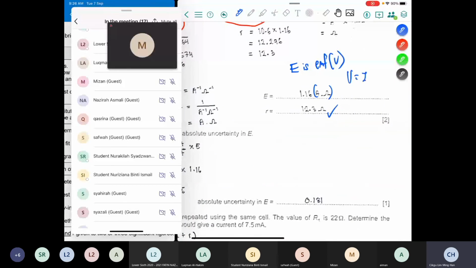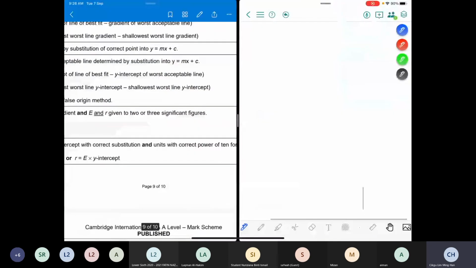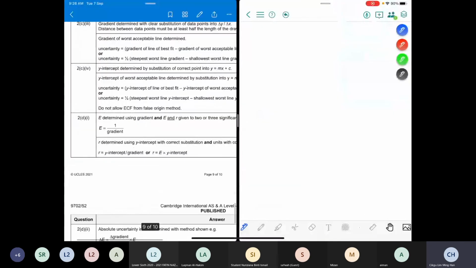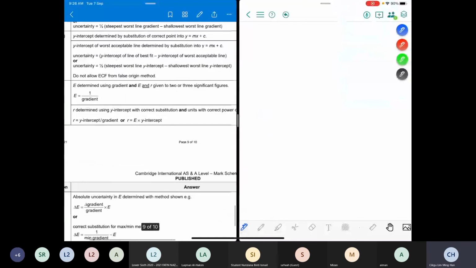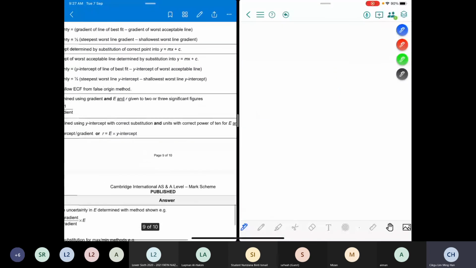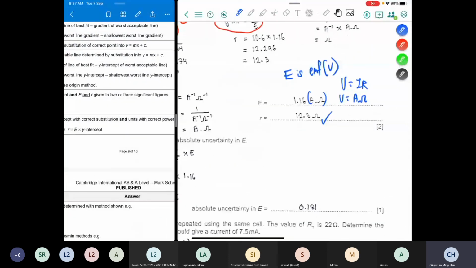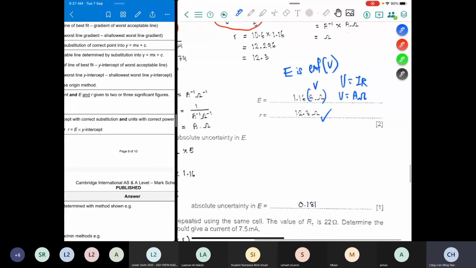So V equals IR, kan? V equals IR, so V equals ampere times resistance. That's why you got the answer here. Let me check the mark scheme, whether you get the answer or not. This is the mark scheme here. Oh, no unit. Unit correct for E and R. So it didn't mention. So this one dangerous lah, Fatin, ini bahaya sikit. Sometimes the marker will not give you mark for this one. But for me, I'll just give you mark lah. Just take a note next time.